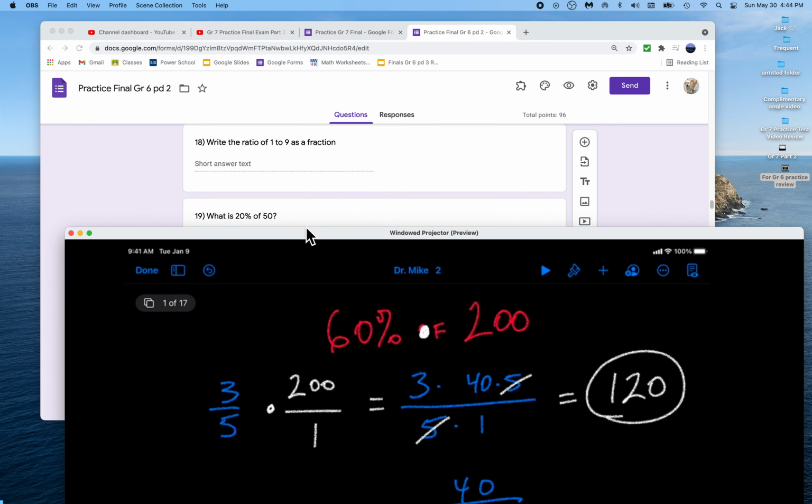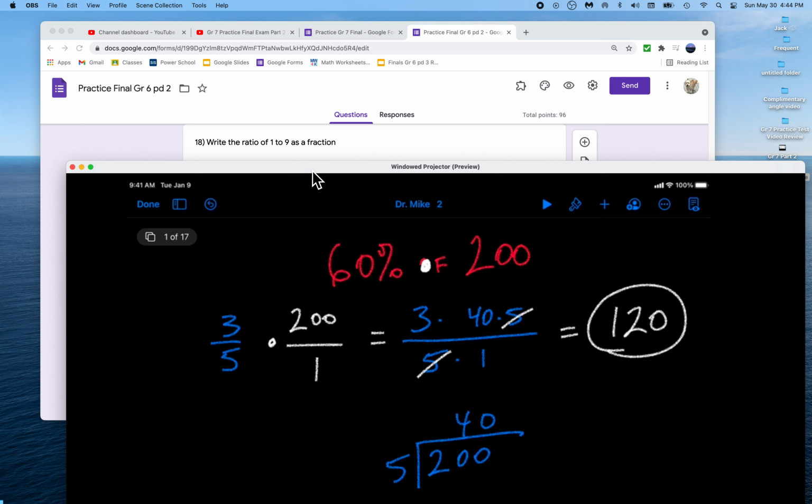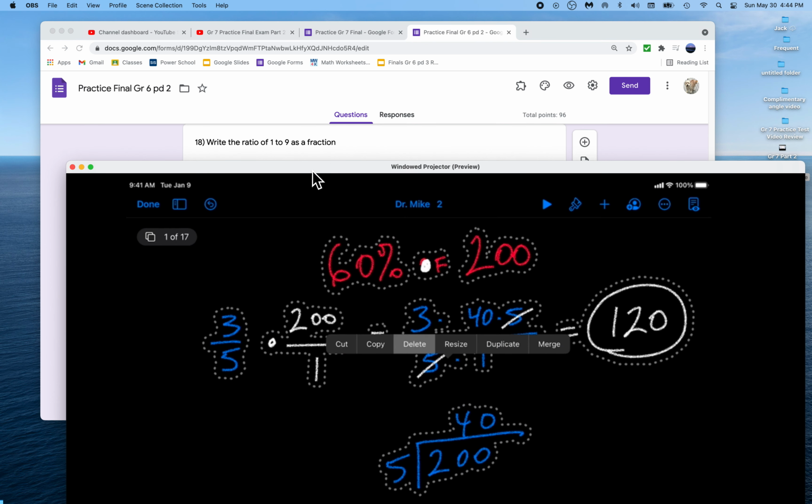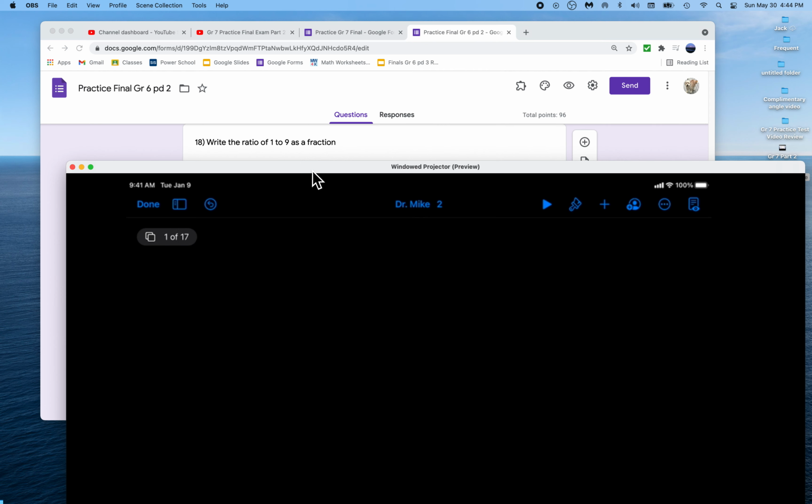Next one. Write the ratio of 1 to 9 as a fraction. Pretty straightforward. There it is, 1 to 9.